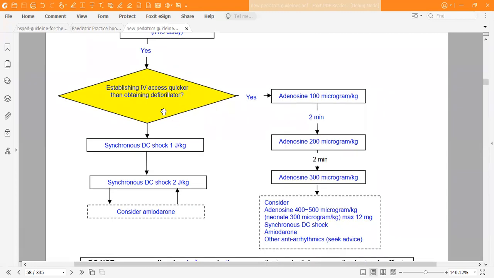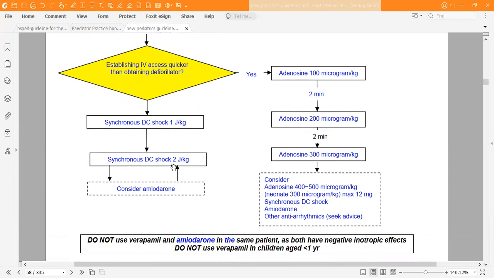So if you don't have IV access, you will start the synchronous DC shock 1 joule per kg, and then you will repeat it over again, 2 joule per kg. After two DC shocks, the first one is 1 joule per kg, the second one is 2 joule per kg, the third step, you have to consider amiodarone dose. After amiodarone, if there is no response, you will go back again for the DC shock 2 joule per kg again, and we will reassess again.